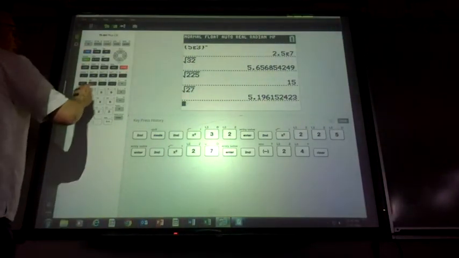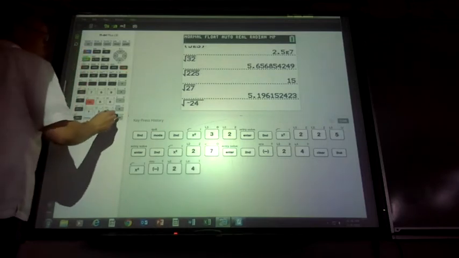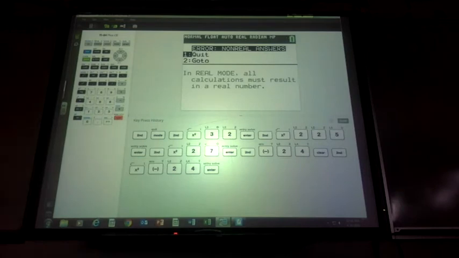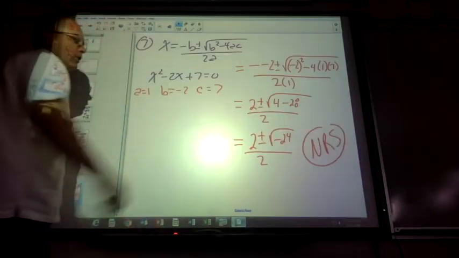Oops, clear. Uh-oh. That's my answer. Error, non-real answers. In real mode, all calculations must result in a real number. Okay? So this is the message you should be getting on these calculators unless you've changed all your modes, which is not the best thing to do. So this right here tells you the answer to this problem. We have no real solution for this answer.